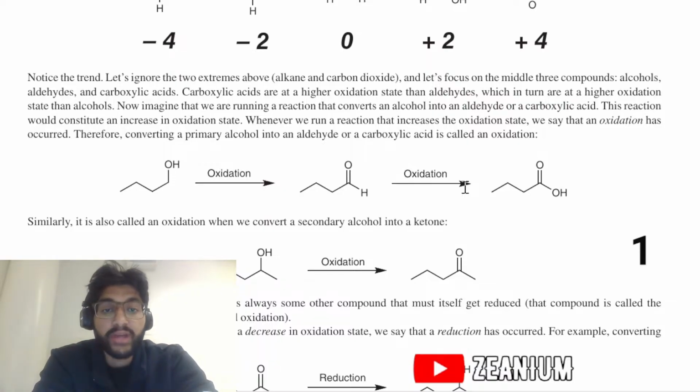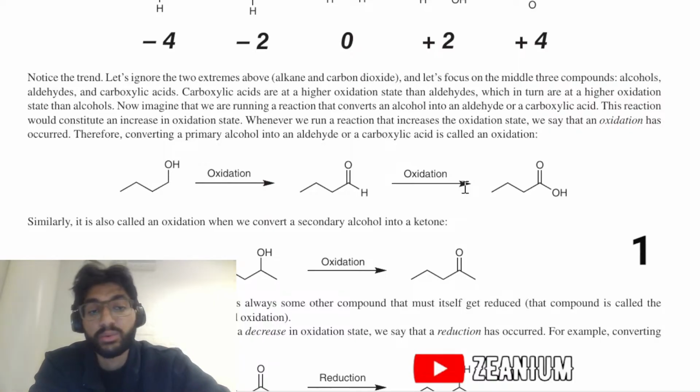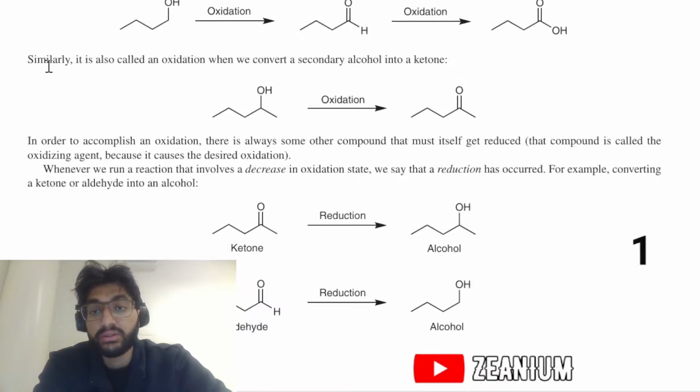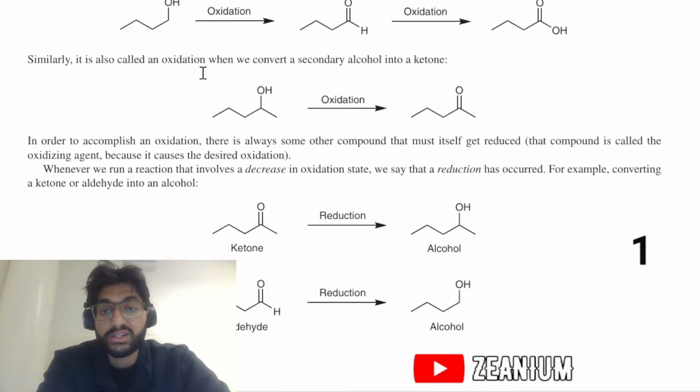Whenever we run a reaction that increases the oxidation state, we say that oxidation has occurred. Therefore, converting a primary alcohol into an aldehyde or a carboxylic acid is called an oxidation. So primary alcohol gets oxidized to aldehyde, gets oxidized to carboxylic acid. Similarly, it is also called an oxidation when we convert a secondary alcohol into a ketone.